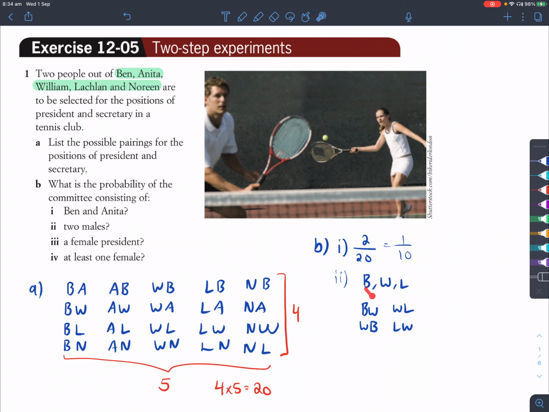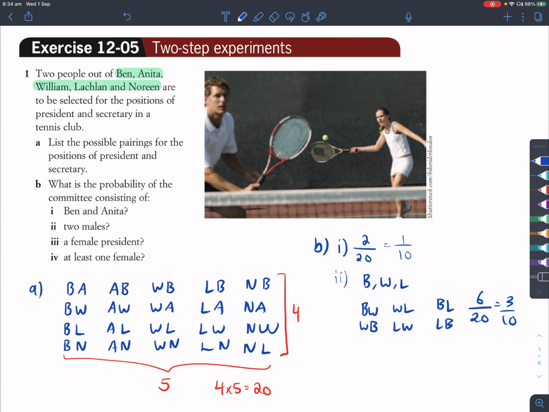And the last 2 in the pair are B and L. And then you swap them around. And then you get LB like that. So there are 6 in total, okay, out of 20. And that's 3 out of 10.